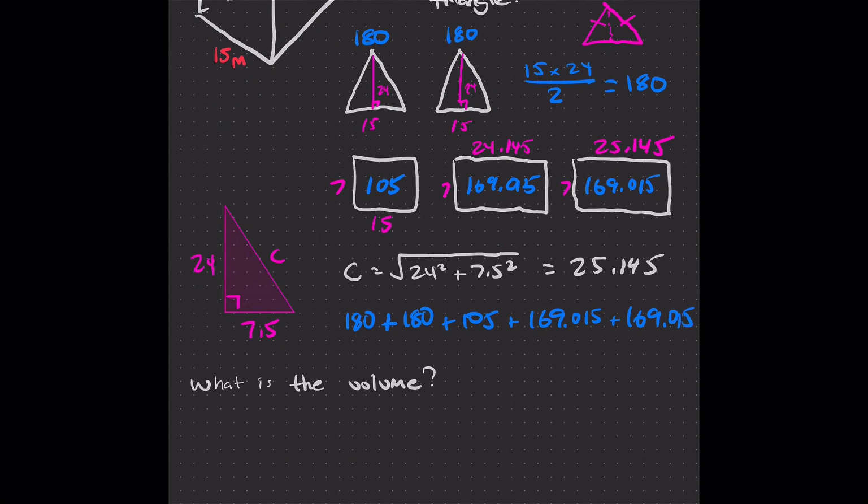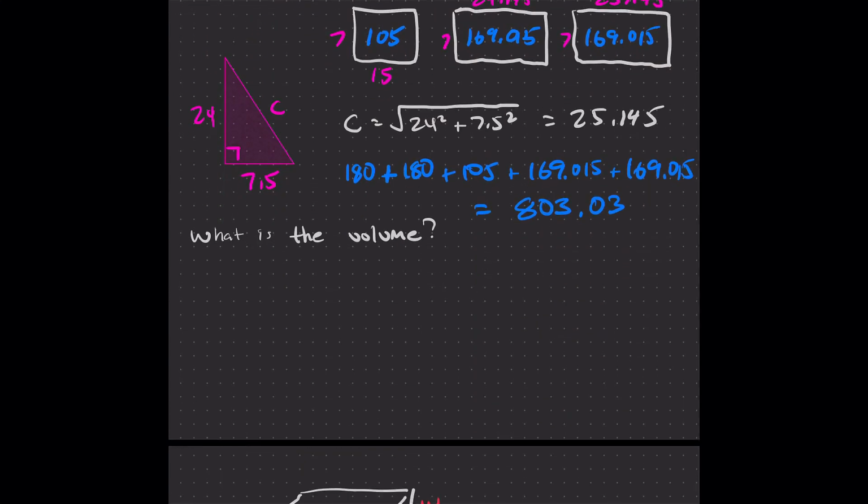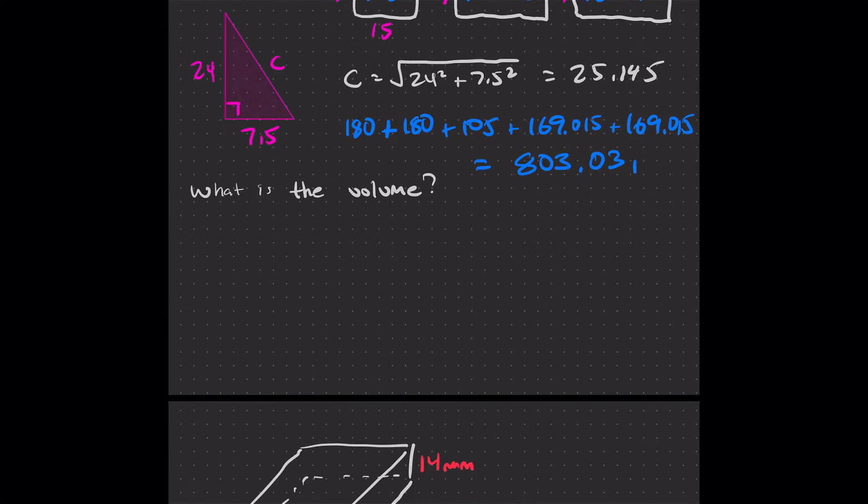What I end up with is 803.03. And what are my units? I need to look back at my triangle. I see they're in meters. So the units for this are going to be meters squared.